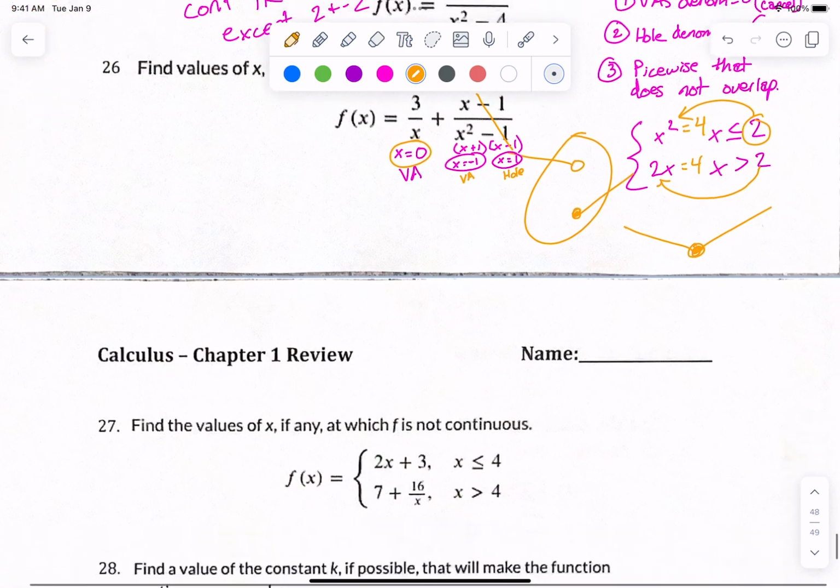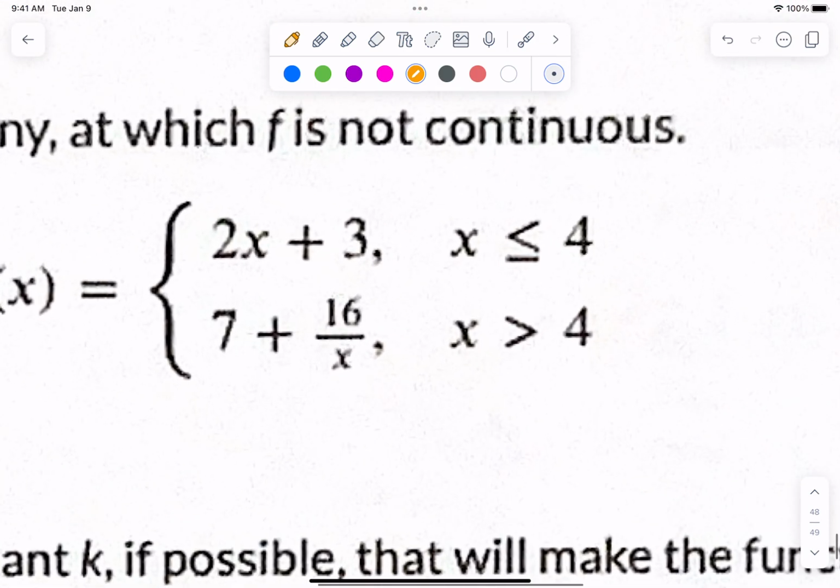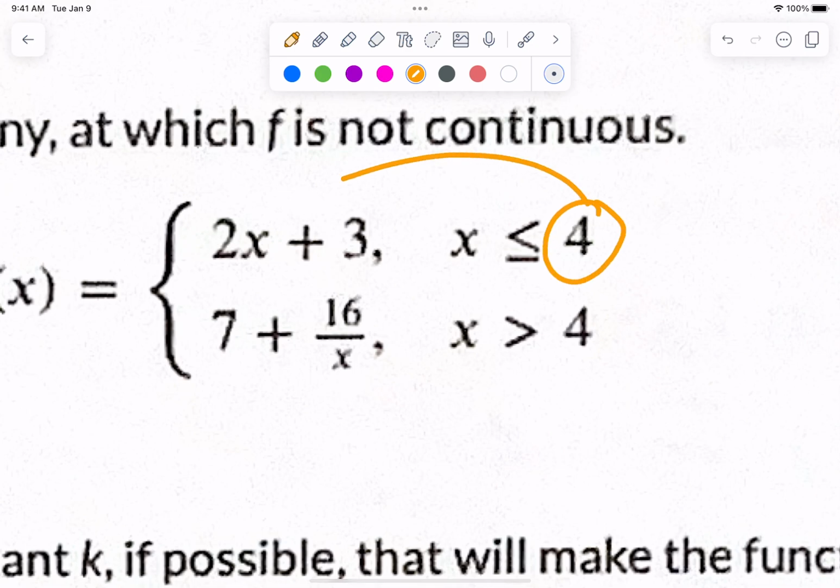Okay, very nice. Now here's another one. This is the third kind. Identify where it is not continuous. So we plug 4 in for the x's to see if it has a gap. 4 into each one of those. 8 plus 3 is 11. If we plug 4 in on the top, we get 11. 16 divided by 4 is 4. 4 plus 7 is 11.